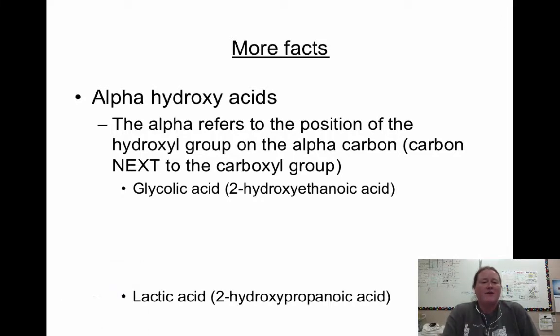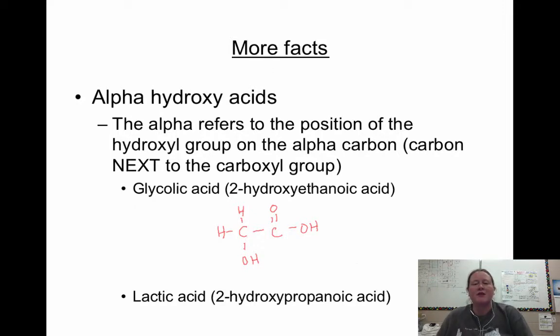So I'll remind you again that alpha refers to the position of the hydroxyl group on the alpha carbon. So glycolic acid here is 2-hydroxy ethanoic acid. So ethanoic acid contains 2 carbons, and if it's a 2-hydroxy, that hydroxy group is going to be right there. And this is called an alpha hydroxy group, or an alpha hydroxy acid, because this OH group is on that number 2 carbon, which is the alpha carbon.